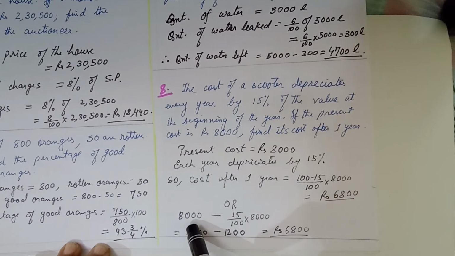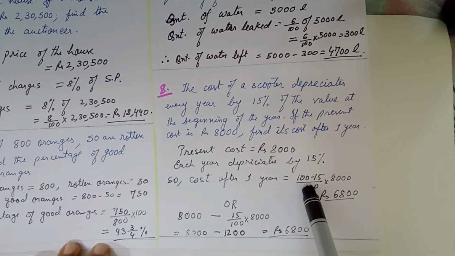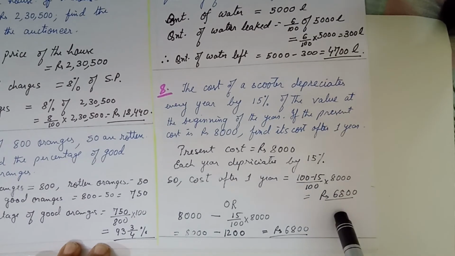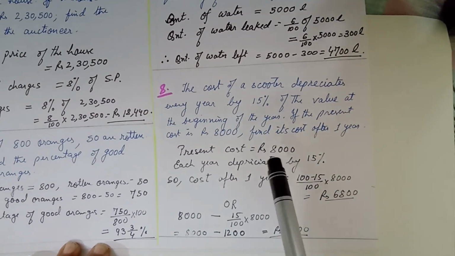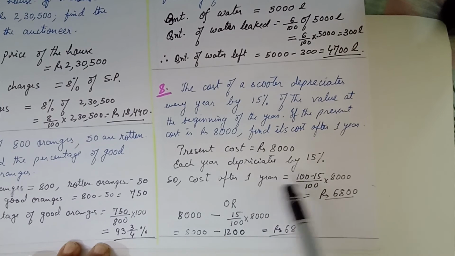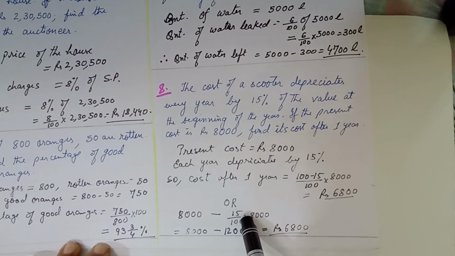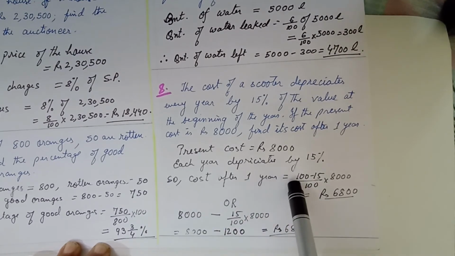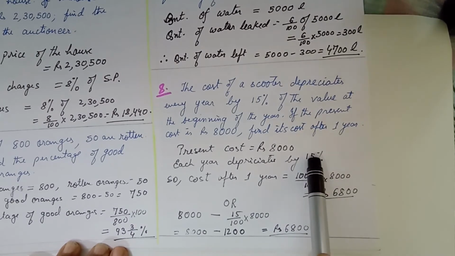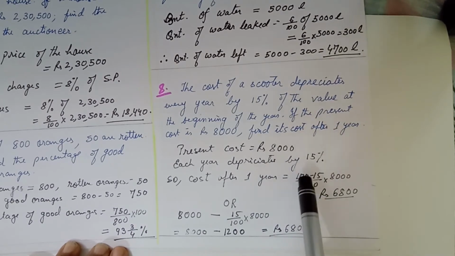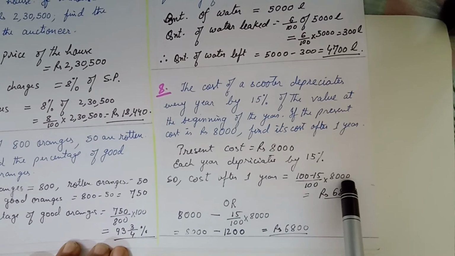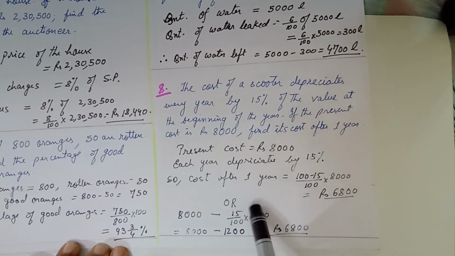And then subtract from 8,000, or you can go to the formula as 100 minus 15 by 100 into 8,000, which is 6,800. This question can be done by both the methods. First you find the depreciation and then you subtract, or you directly come to the value which is applicable, that is 15% is depreciated, so how much is paid? 85 by 100 into 8,000. Both are correct, any one.